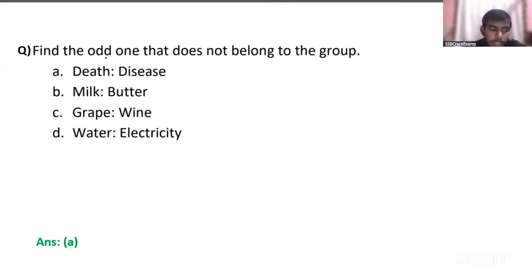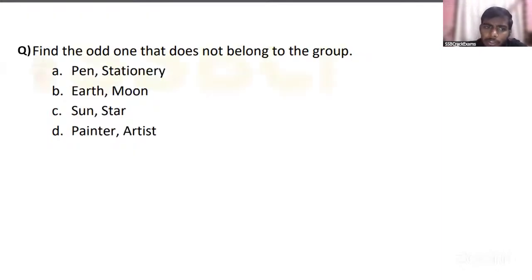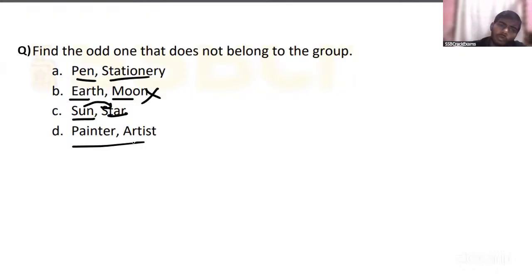See, it's not that you have to be very logical or you have to think so much. There will be some questions where you have to think, but most of the questions are just reading and trying. How do they relate? You have to just find that out. What is a pen? A stationery item. What is a moon? No, no, no. Sun is a star. Earth and moon are not connected. Painter is an artist. There can be so many types of artists, one of them is a painter. There can be so many stars, one of them is the sun. There can be so many stationery items, one is a pen. So B is wrong, and that's why it's my right answer.